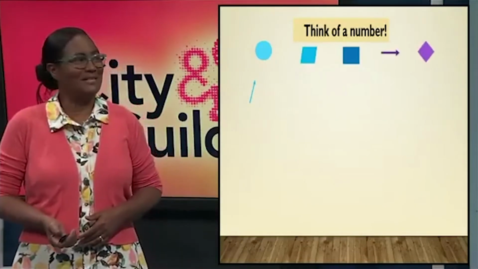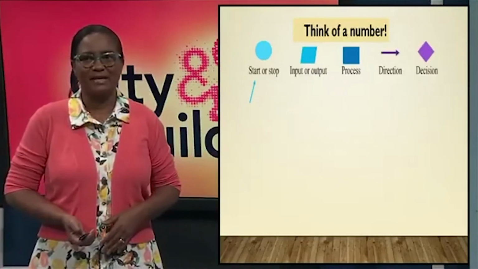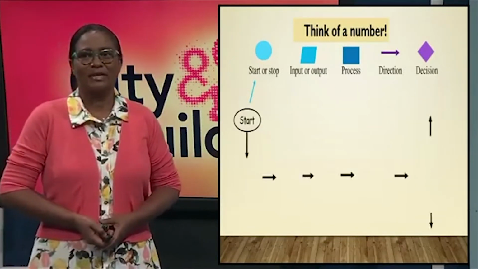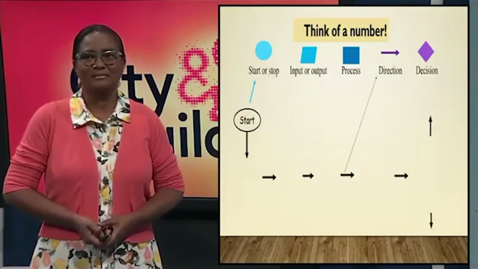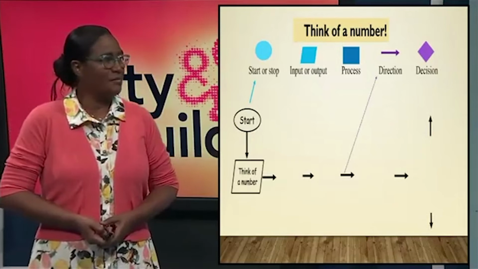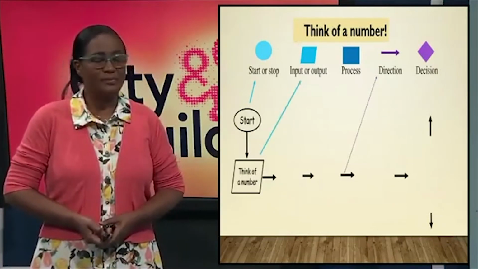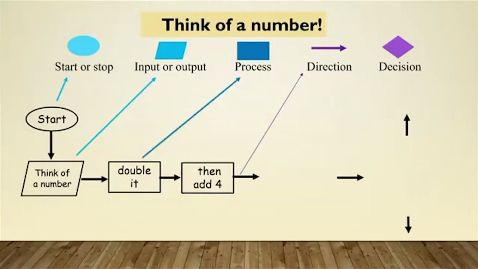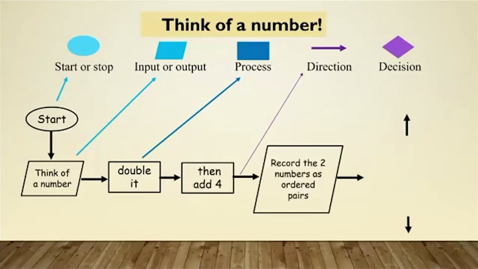All right, let's look at this now. This is more along the line of math, and we have done this maybe as a game. Think of a number. All right? Start. Notice that our arrows are decisions. Think of the number. That's your input, right? You haven't actually started doing anything with the number. Double it, that's a process. Add 4, which one of them would that be? That's still a process, right?